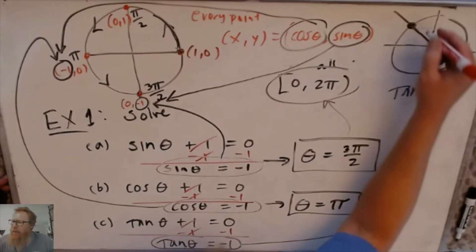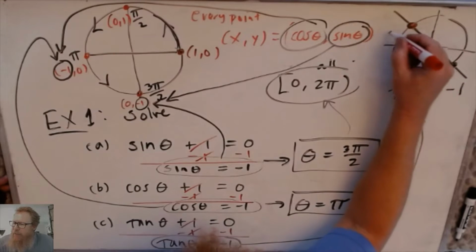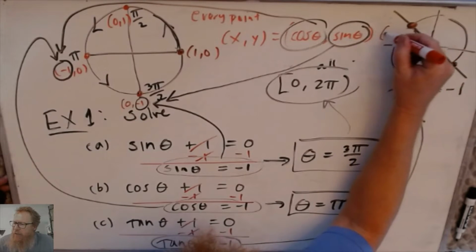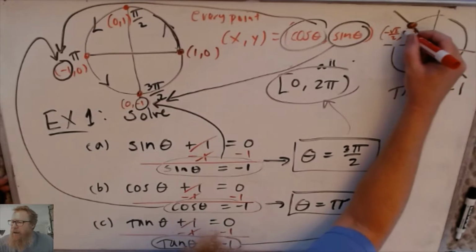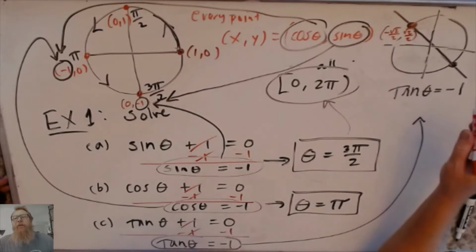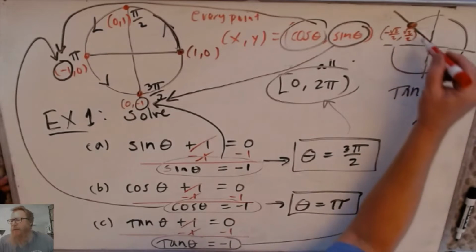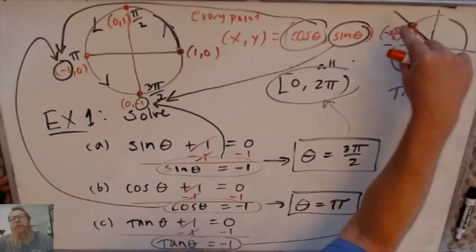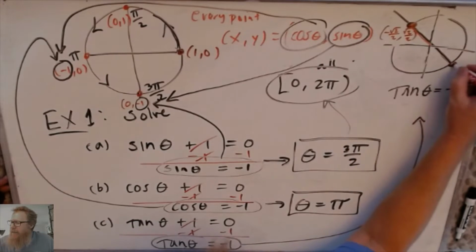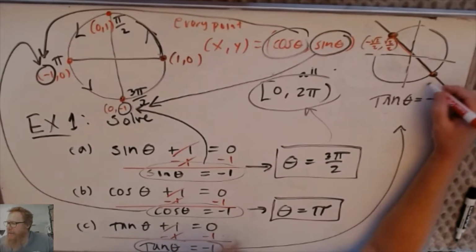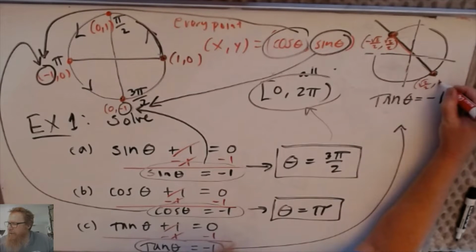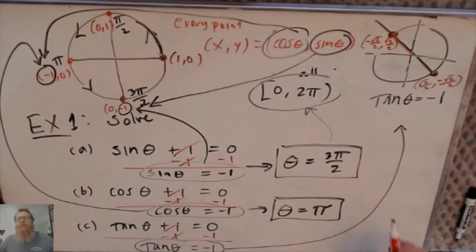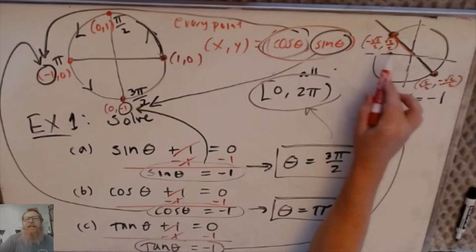If you're not sure about that, think about the x and y values here. The x value here would be negative root 2 over 2, and the y value would be positive root 2 over 2. It's basically a 45-degree triangle in quadrant 2. And then down here, your x value would be positive root 2 over 2, and your y value would be negative root 2 over 2.